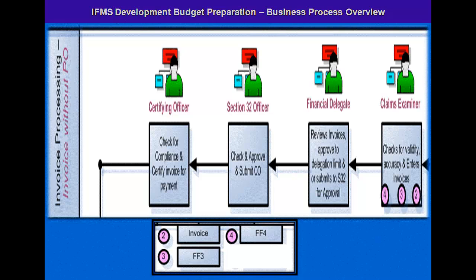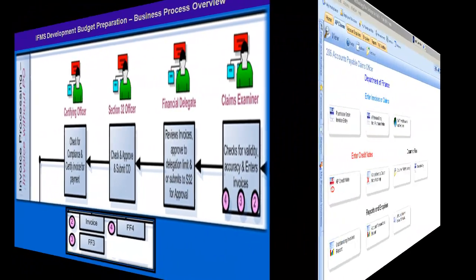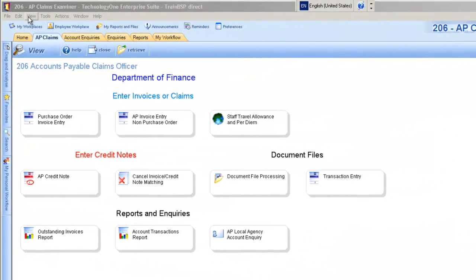The next process in accounts payable is the invoice processing. The first part of invoice processing is the invoice without purchase order. The first responsible officer we will look at is the AP Claims Examiner. Under the AP Claims Examiner role, you have the invoices, which are purchase orders with invoices, invoices without purchase order, and travel allowances and per diem.